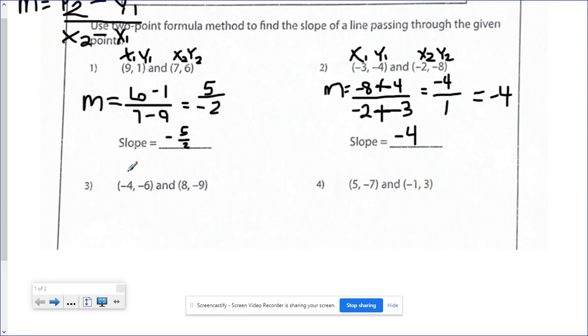Let's try one more of those. I'm going to set this up for you. X, Y.